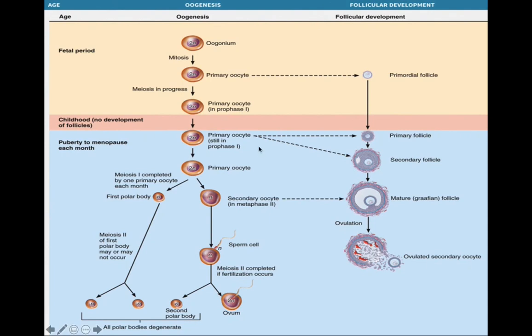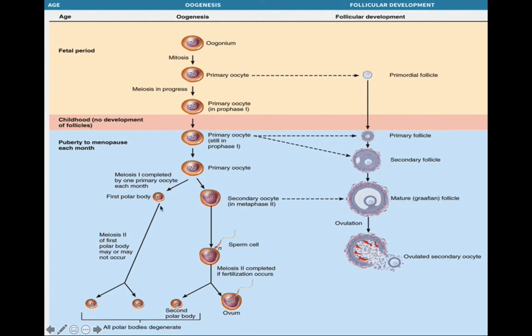And again at puberty, once gonadotropin-releasing hormone starts to be released from the hypothalamus, that's going to release FSH and LH, which is going to continue this process and follicular development. Some primordial follicles every month will develop into primary follicles, which will further develop into secondary follicles and mature Graafian follicles. All the while, the primary oocyte is found in these follicles and are slowly undergoing the process of oogenesis. It is in the mature Graafian form that the primary oocyte will complete its first cell division in meiosis 1 and produce a secondary oocyte.